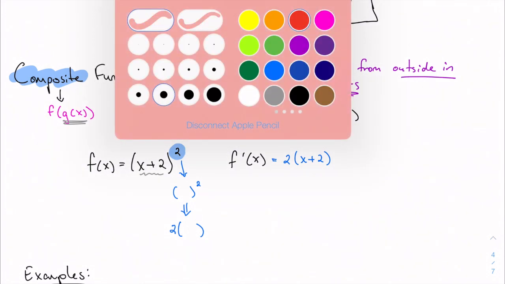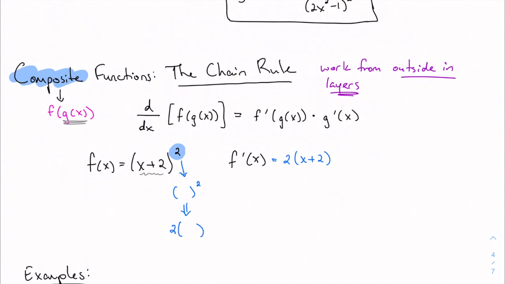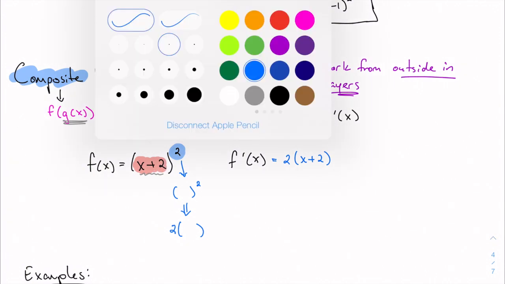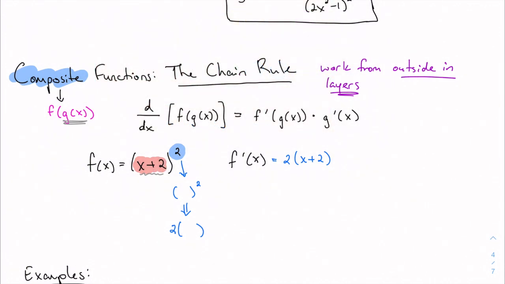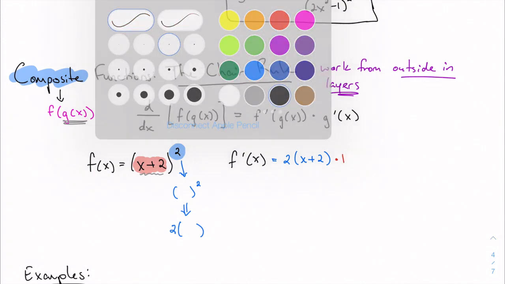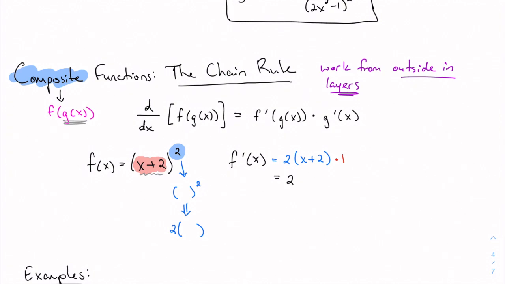I want to highlight instead. I'm done with that. We can get rid of that layer and start thinking about what's left. Well, what's left? That inside piece. What's the derivative of x plus 2? I'm going to use my power rule again, and it's just 1. So my chain rule final answer here, my derivative, is 2 times x plus 2, working from the outside in.